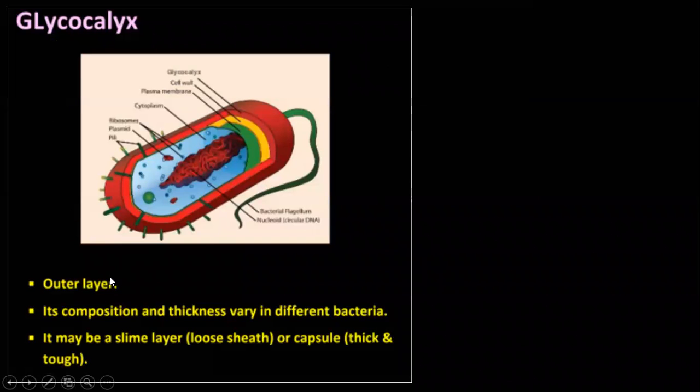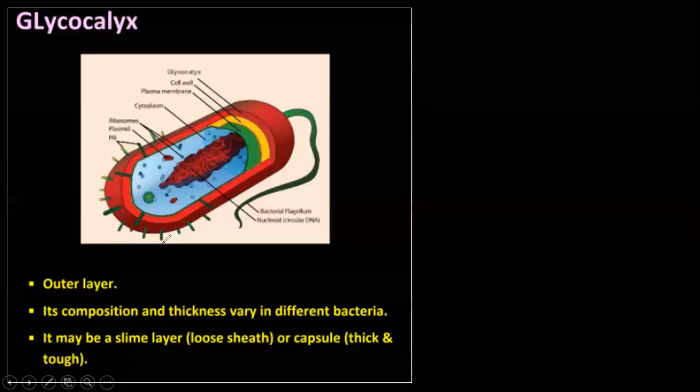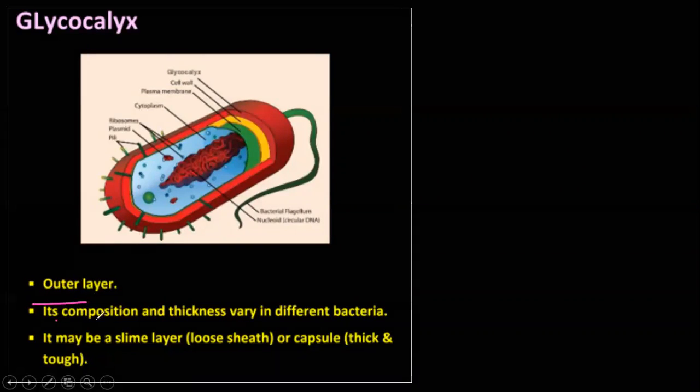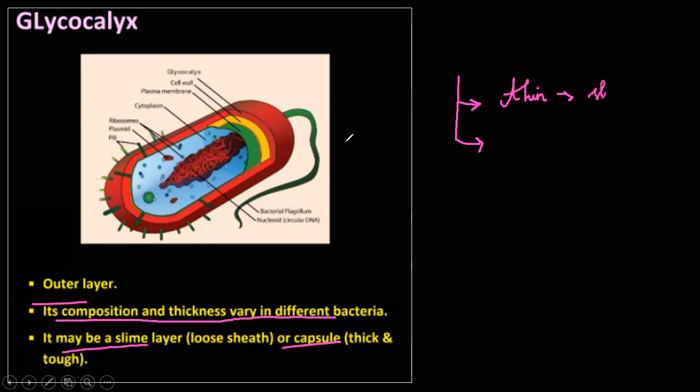Glycocalyx is the outer layer. Its composition and thickness may vary in different bacteria. It may be a slime layer, a loose sheath, or a capsule that is a thick and tough layer. So the glycocalyx is classified into two: a slime layer and a thick capsule. The thin layer is known as the slime layer, and the thick layer is known as the capsule.